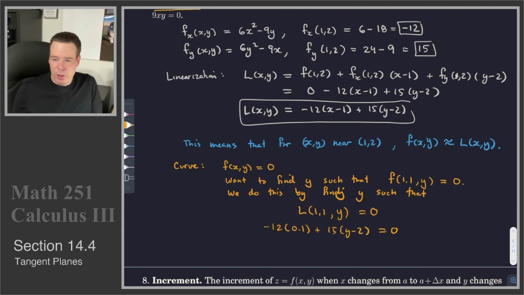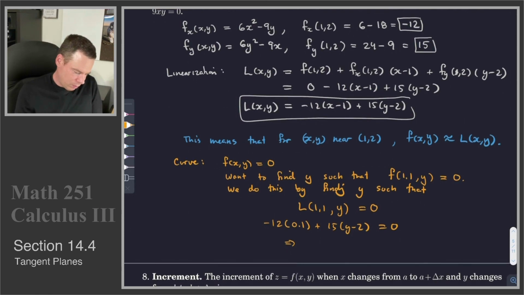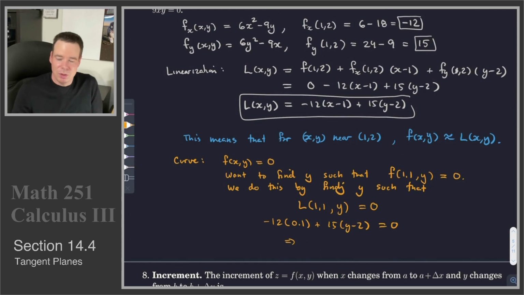This is a linear equation in one variable, so we can solve it. That's the nice thing about using the linearization: it produces a linear equation which is easy to solve, rather than the original equation, which is a cubic in x's and y's. To solve that, we'd have to solve a cubic polynomial, which is not an easy task. In this case, we've converted it to solving a linear problem.